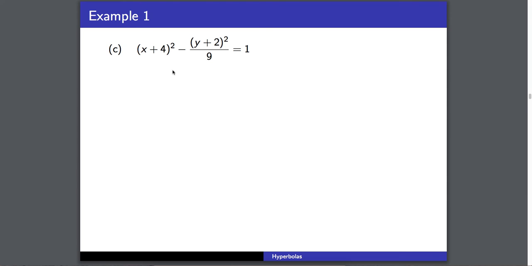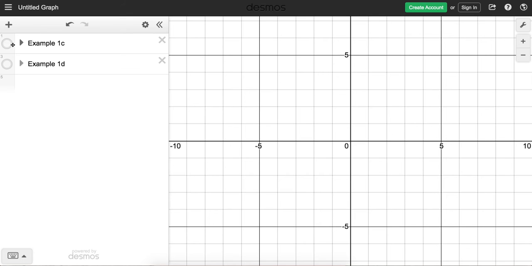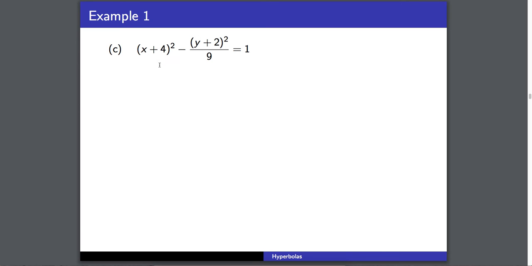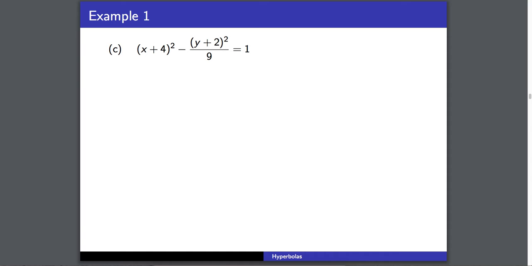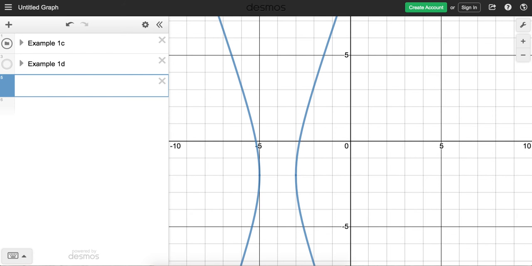Taking a look at the graph of this example, here we have the hyperbola opening left and right, which we could also get from the equation because the x has the positive in front of it and the y has the negative in front of it. Because the x isn't negative out in front, this one's going to open left and right. So our center is going to be at (-4, -2), and we'll plot that point as well. There's our center right in between them.